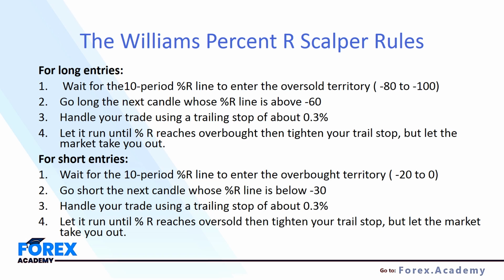For short entries: wait for the 10-period %R line to enter the overbought territory between -20 and 0. Go short the next candle whose %R line is below -30. Handle your trading using a trailing stop of about 0.3%. Let it run until the %R reaches oversold, then tighten your trail stop, but let the market take you out.